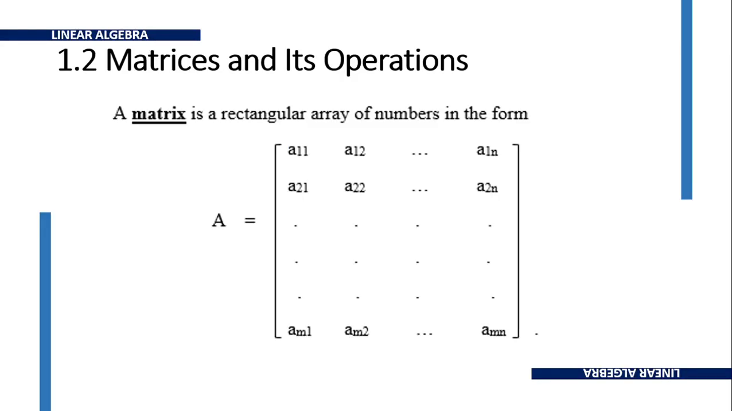So we have matrices and its operations. Let's go for the definition of matrix. A matrix is a rectangular array of numbers in a form of this.